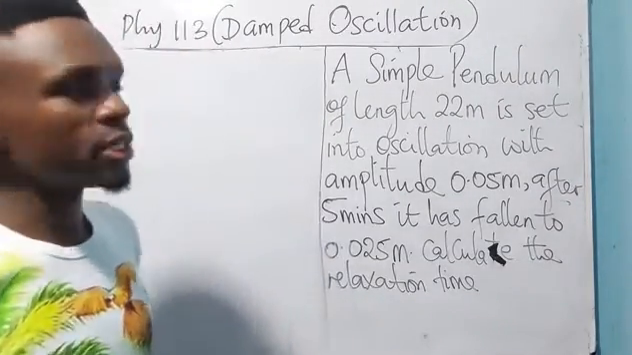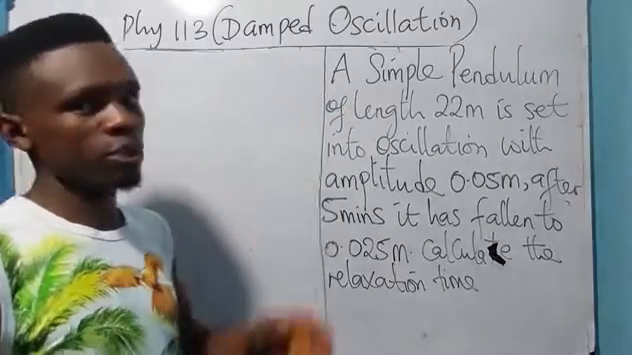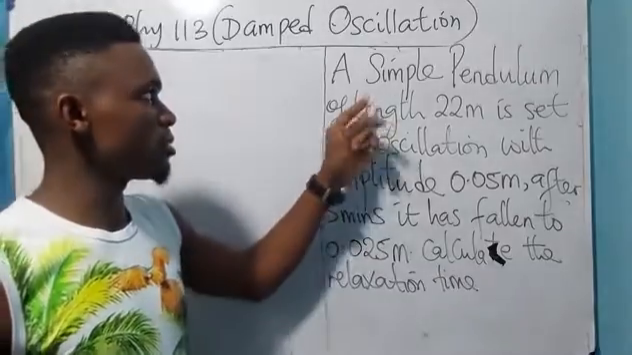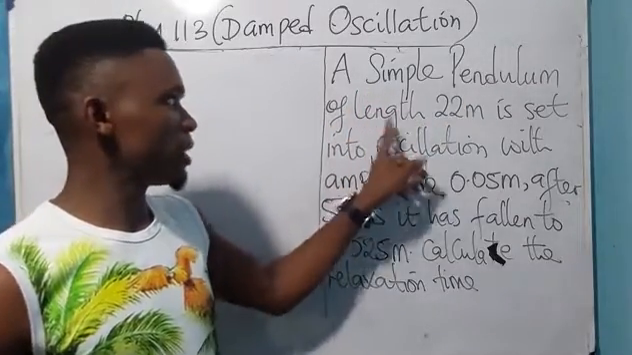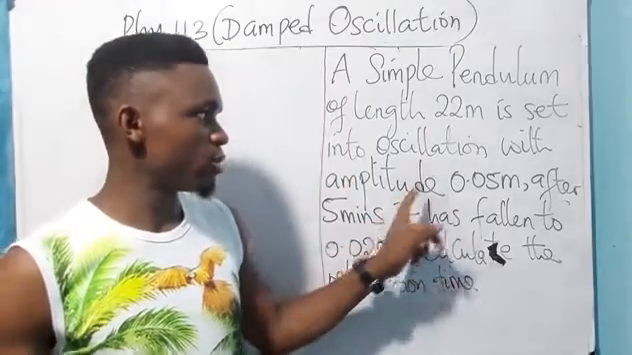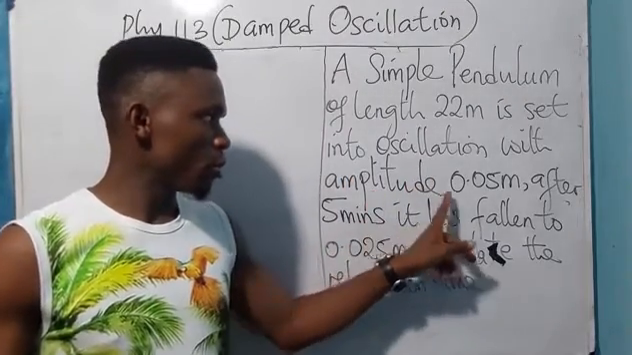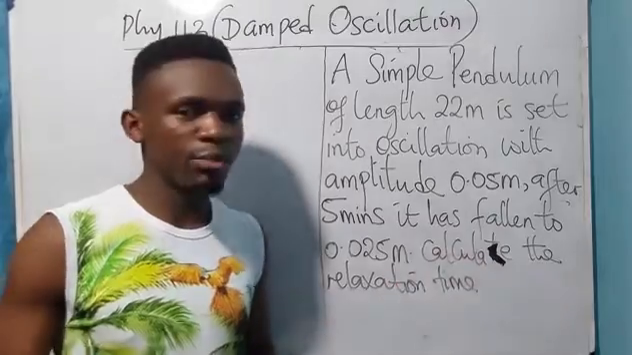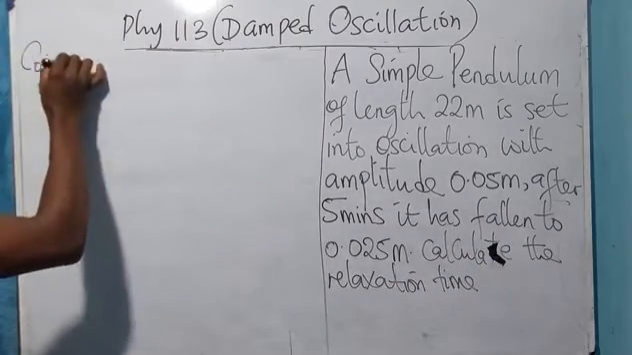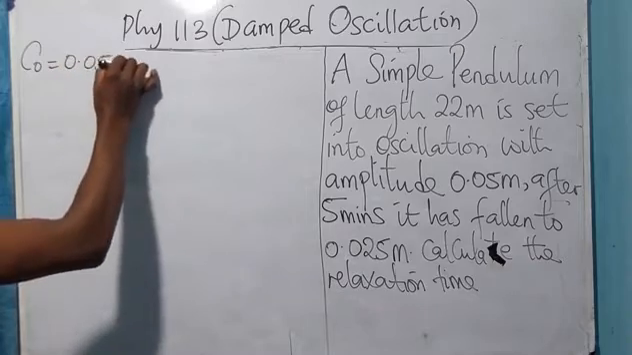So tonight we shall be concluding damped oscillation in physics 113. Alright, so a question is on the board that says a simple pendulum of length 22 meters is set into oscillation with amplitude 0.05 meter. Amplitude means that x0 is equal to 0.05 meters.